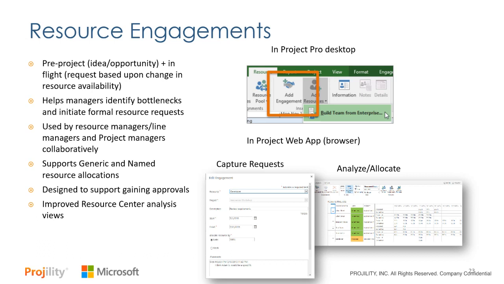And that resource manager could then do their analysis and start to look at what do I have in my pipeline? What do I have booked? What resource demand do I have for certain people or roles? And then they can do their proper analysis and allocation based off that. Resource engagements are really, really useful for collecting that high level set of requirements at kind of a t-shirt level before I have a project plan or a project schedule of any kind. They're designed to gain operational approvals, and it's used in the project's resource center analysis views as well.